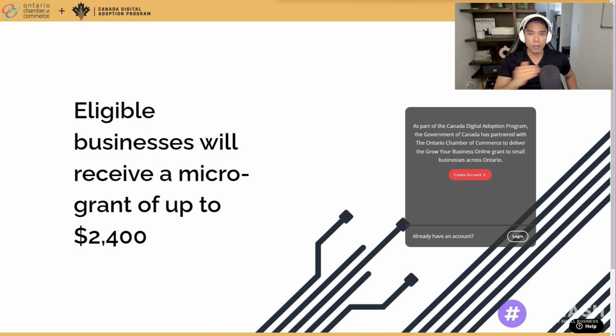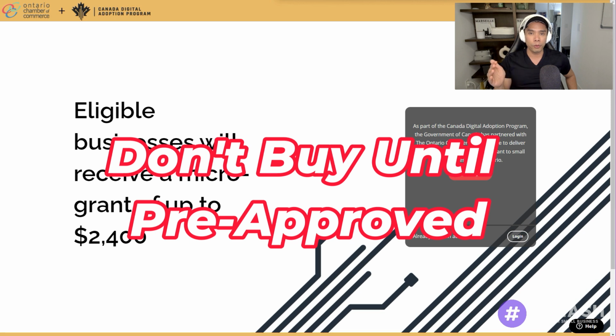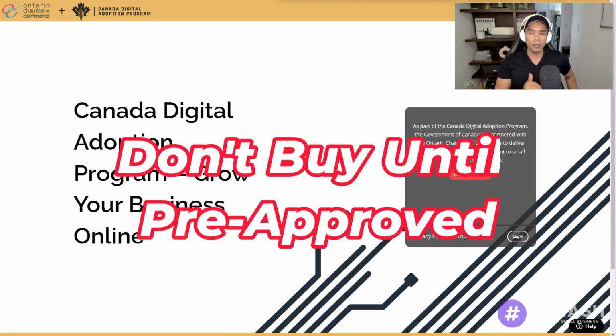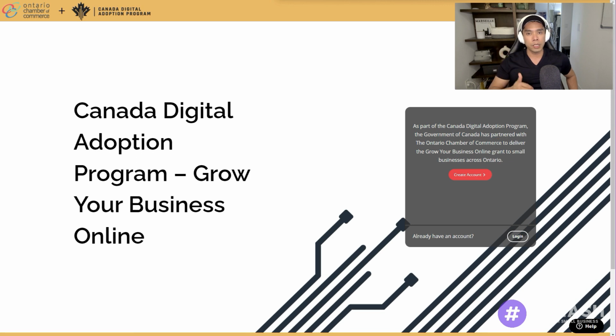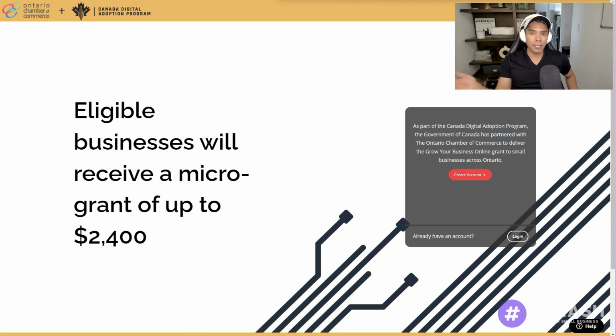So big thing, regardless of whether you're doing it yourself or through us, do not pay for anything until you have pre-approval. How the grant works is that you need to apply for it, and then you'll get a notification saying it's been declined or you've been pre-approved. So hopefully you get pre-approved. Once you get pre-approval, that's when you can start purchasing something. Anything dated before that pre-approval will not be eligible for reimbursement.